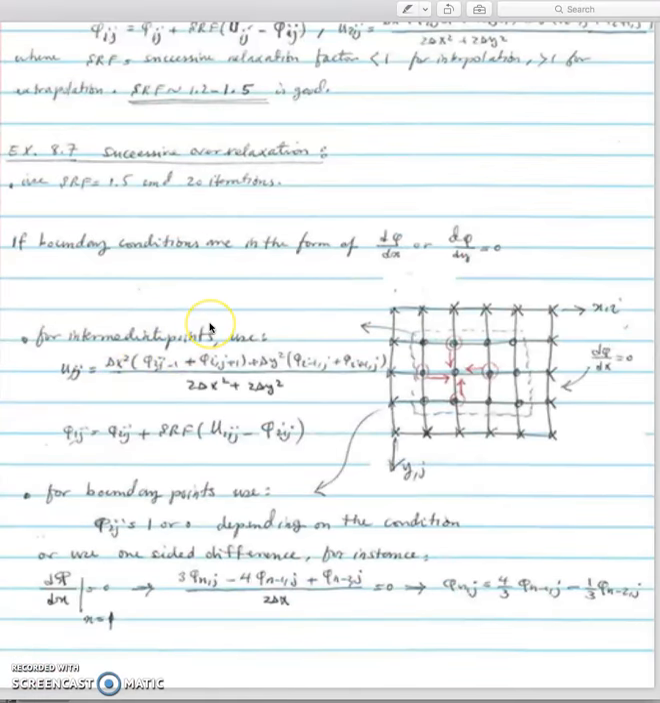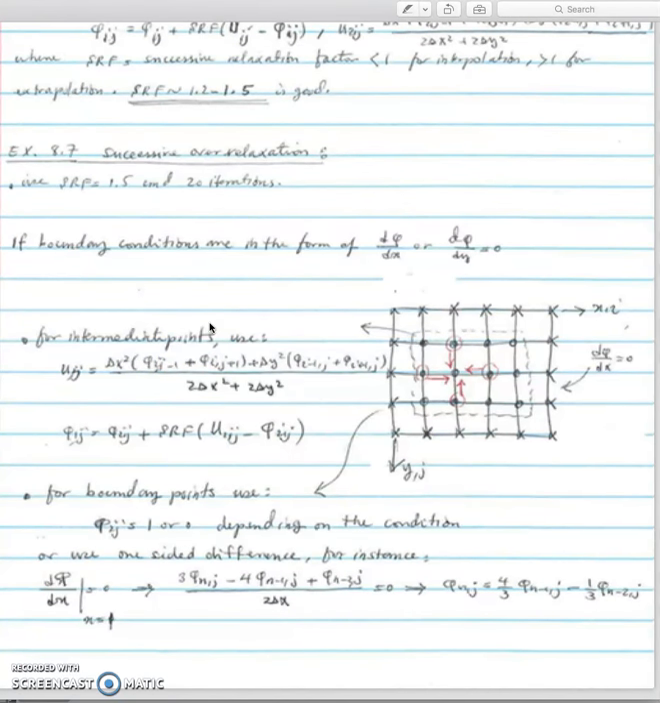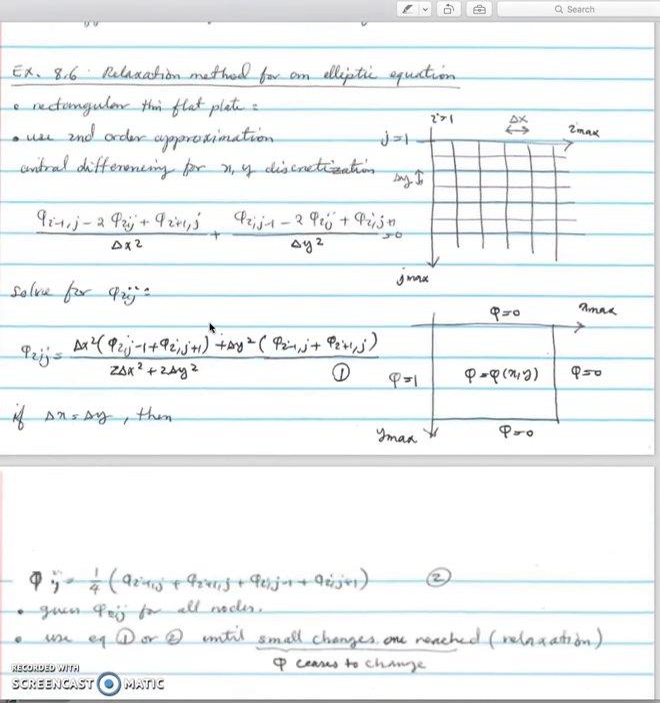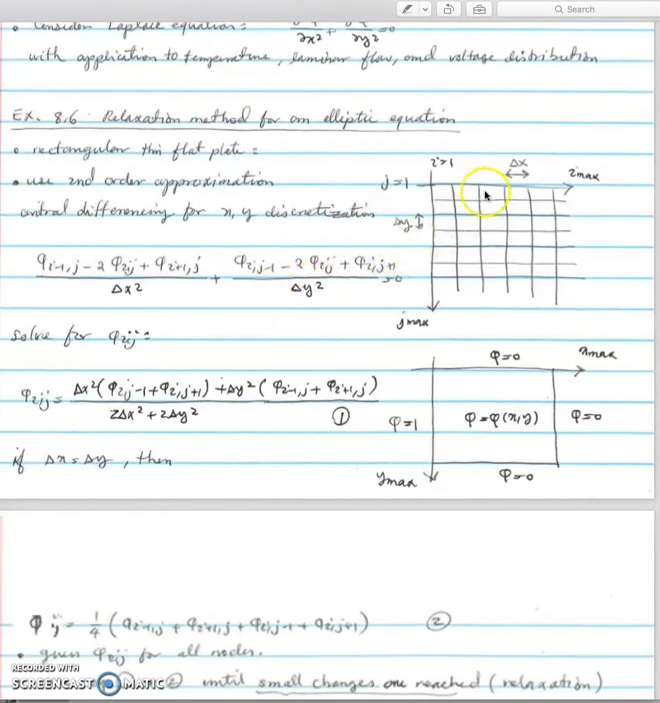So let's go over the notes again. What we discussed in part 1 of SOR, I used phi ij, indicating i as the index along the x-axis and j as the index along the y-axis. So j, the index along the y-axis, shows up second. The x index shows first, the y index shows second. This is what I have in the notes.